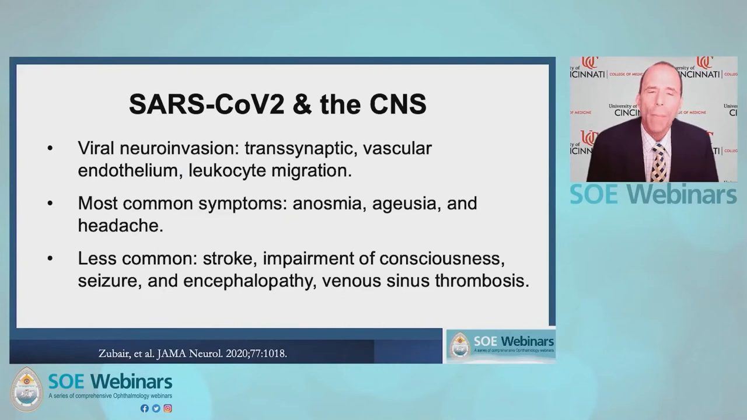There are different theories about how SARS-CoV-2 affects the central nervous system, and these include viral neuroinvasion, could be transsynaptic, through the vascular endothelium, or even leukocyte migration. The most common symptoms in this Zuber et al. publication were anosmia, ageusia, and headache, less commonly, as in the Wuhan study, stroke, although they found impairment of consciousness wasn't quite as common, seizures, encephalopathy, and venous sinus thrombosis.